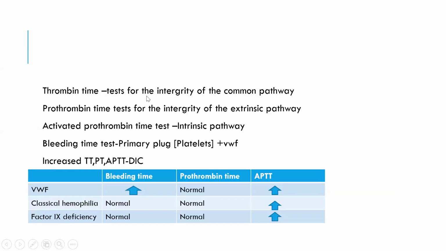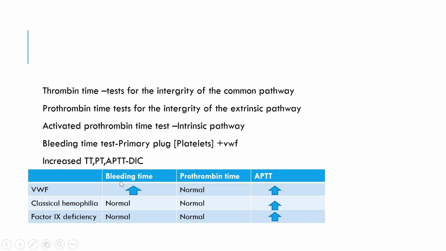So remember that thrombin time tests for the integrity of the common pathway, while prothrombin time tests for the integrity of the extrinsic pathway. For prothrombin time, we usually say play tennis outside. So play tennis, extrinsic like external, outside. So prothrombin time is for the extrinsic pathway. Then APTT is for the intrinsic pathway. Then the bleeding time tests for the primary plug. The formation of the primary plug usually involves platelets and von Willebrand factor.